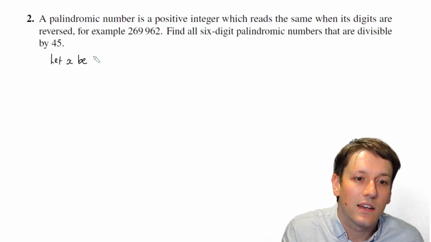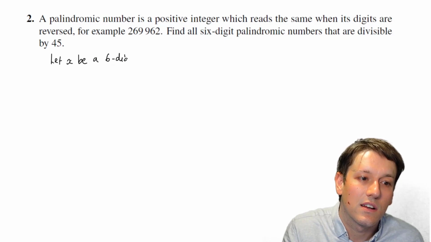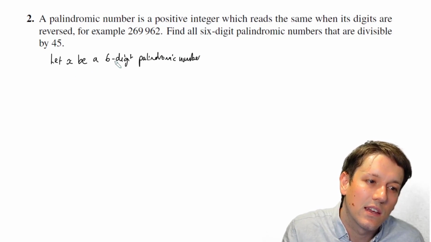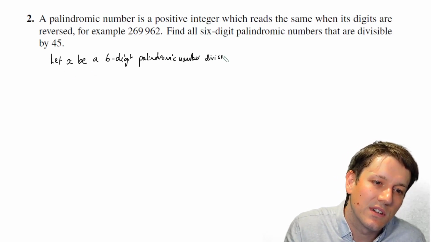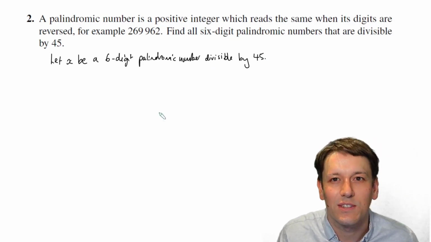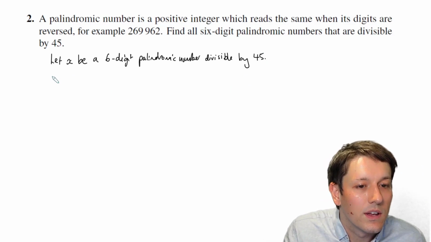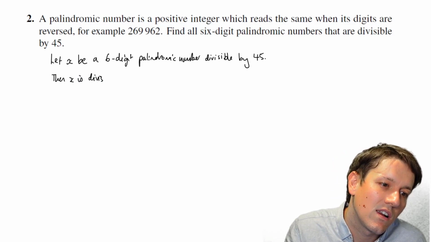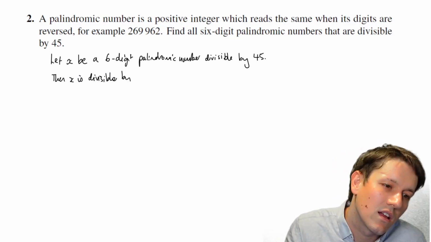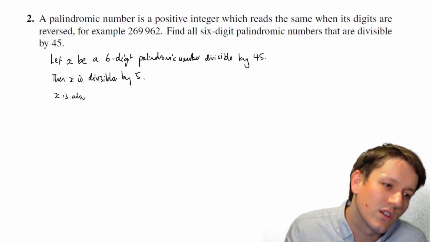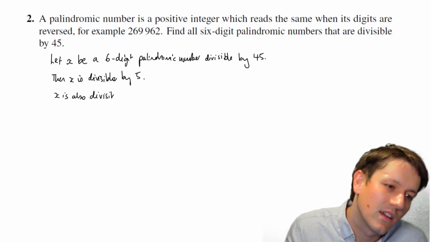So, let's just give this number a name. Let x be a 6-digit palindromic number divisible by 45. Again, you might want to add a few extra words into your answers compared to what I write up here. So then x is divisible by 5, and I'm going to leave a little gap here, and x is also divisible by 9.